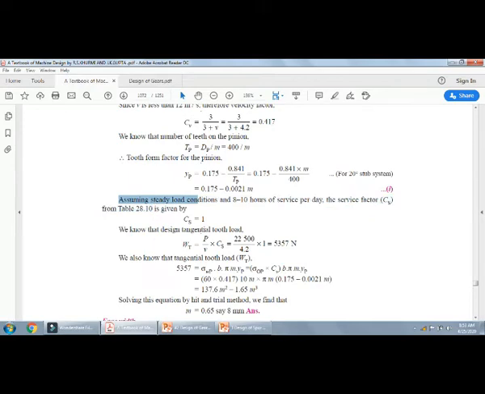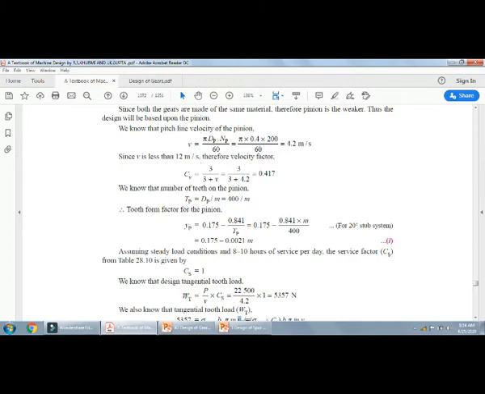Here we are saying assuming steady load conditions, 8 to 10 hours of service per day, then this factor will be equal to 1 from the table. Then putting the value 1 here, so then WT will be clear to you. Now other parameters B, pi, M module which we are going to calculate, then Yp. So we will calculate the Yp.